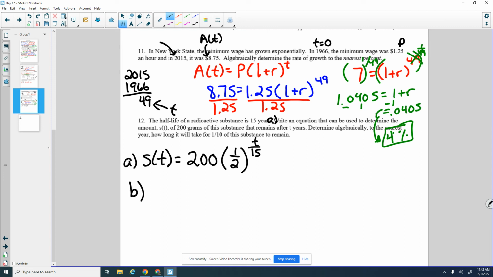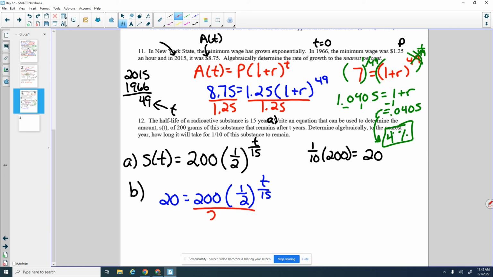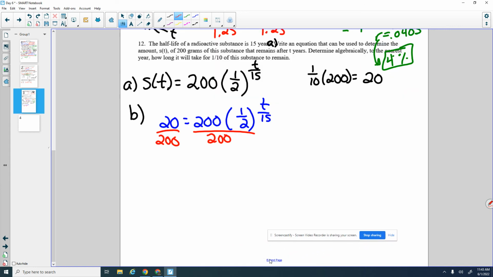Now we are going to determine algebraically, to the nearest year, how long it will take for 1/10 of this substance to remain. So it doesn't want 1/10 of a gram, it wants 1/10 of the original. So I'm going to take 1/10 of 200, which equals 20. So I'm setting it equal to 20, I'm not going to set it equal to 1/10. That gives me 20 equals 200 times 1/2 to the t over 15. And then we're going to divide by 200. Now, not surprisingly, this gives me 1/10 or 0.1, right? Because we knew that's how much we wanted to have left.